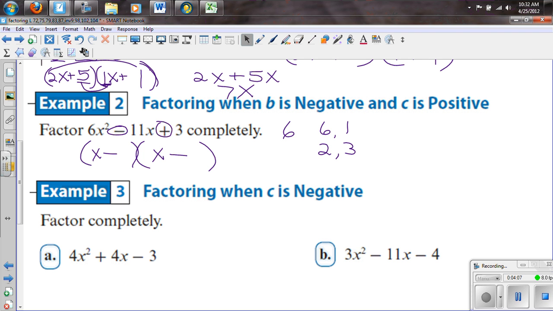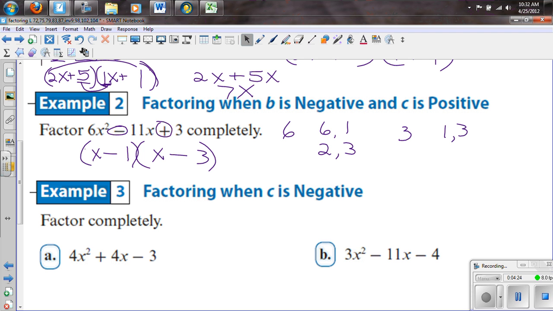And then I'm going to look at the other number. Well, 3 is nice because it's prime. So 3 only has factors of 1 and 3. So I'm going to put the 3 and the 1 in here. And then I'm going to figure out whether we're using 6 and 1 or whether we're using 2 and 3. And the way we do that is we test these.